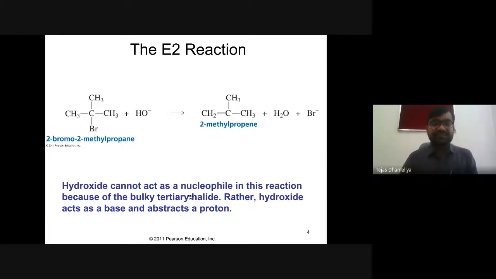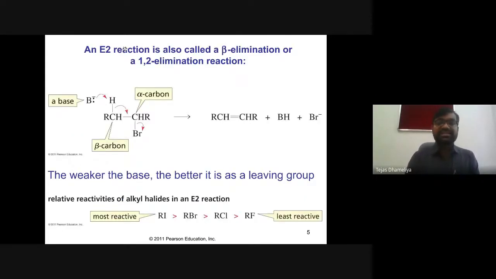The next slide is the reaction mechanism. For E2 reaction, just like SN2, all the steps are simultaneous: simultaneous attack of the nucleophile and simultaneous departure of the leaving group.